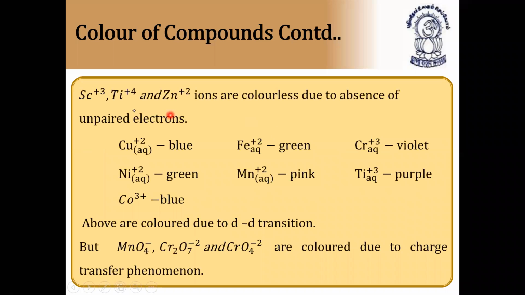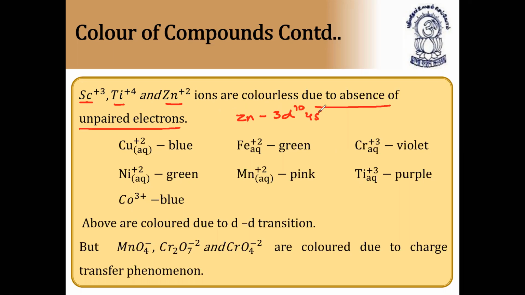Continuation. So scandium +3, titanium +4, and zinc +2 ions are colorless because they do not have unpaired electrons. Due to the absence of unpaired electrons. If you remove 3 electrons from scandium, it becomes argon configuration, inert gas configuration. If you remove 4 electrons from titanium, again it becomes argon configuration. If you remove 2 electrons from zinc, what is the atomic number? Zinc is 30. So the configuration is 3d10 4s2.